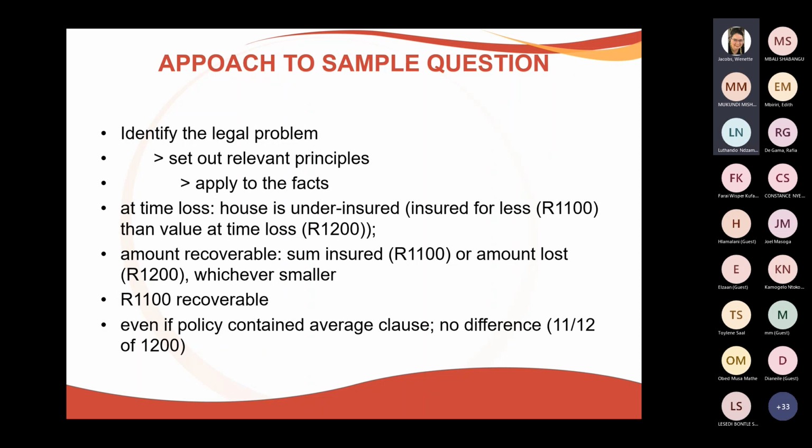If you look at the textbook, the study guide refers you to the textbook. There's an example of underinsurance in the study guide under paragraph 12.3.4. But the textbook refers you also to paragraph 23.54 and some further paragraphs. You would note that average would actually only make a difference if it's an instance of partial loss. So in this case, it wouldn't have made a difference to the amount that would have been recoverable.